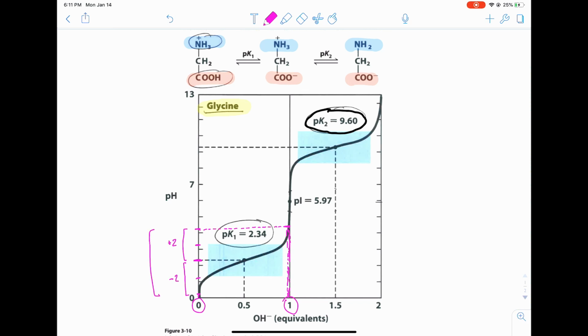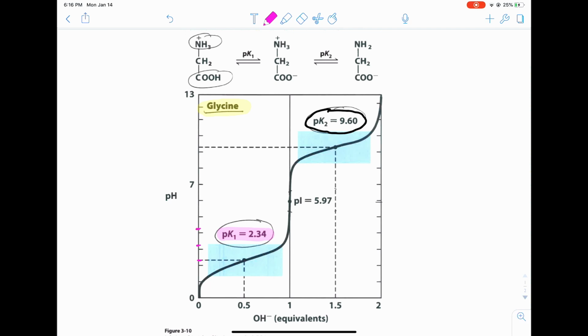And when it is less than 2 units away, it is in what we call the buffer region, which results in the group only having a partial charge. At that point, you would have to use the Henderson-Hasselbalch equation to find the exact partial charge. For example, let's look at the carboxyl group, which has a pKa of 2.34.